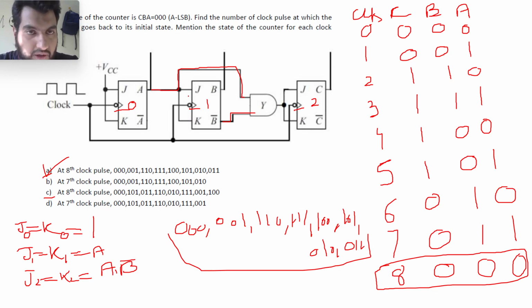So here we need to figure out what the inputs were. J0 equal to K0 was 1, so it will always toggle, 0, 1, 0, 1. J1 is equal to K1 is equal to A, so as you can see here 0 it will remain at memory state, here 1 it will toggle, 0 memory state, 1 toggle, 0 memory state, 1 toggle.